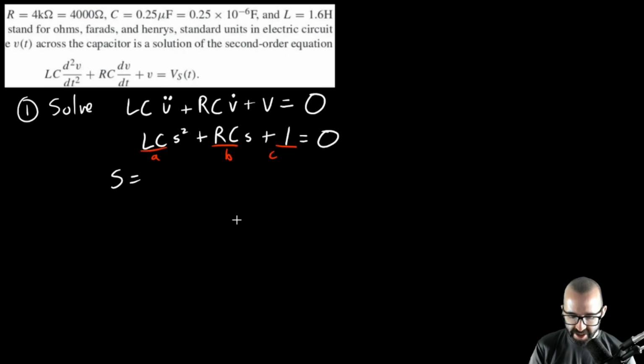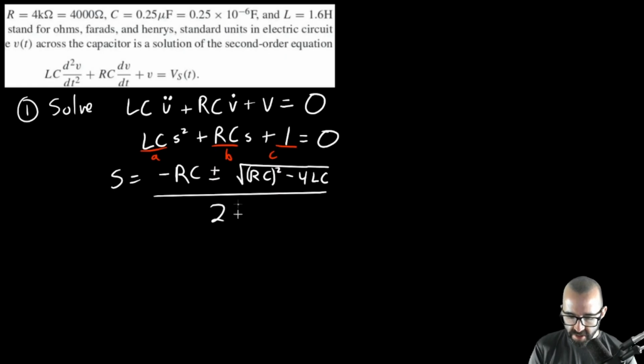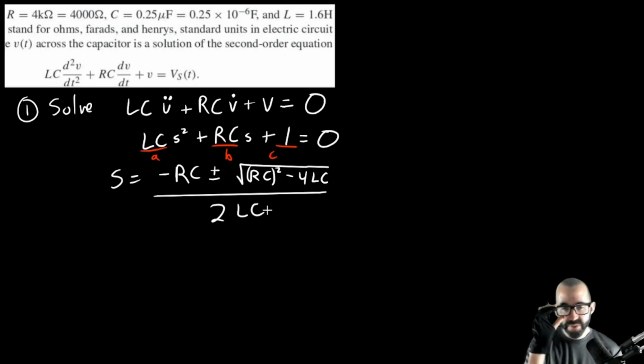Surely I won't make any mistakes here. It's negative B plus or minus the square root of B squared minus 4 times A times C, all over 2A. And you know what I'm going to do? I'm going to use a calculator to see what these numbers are.